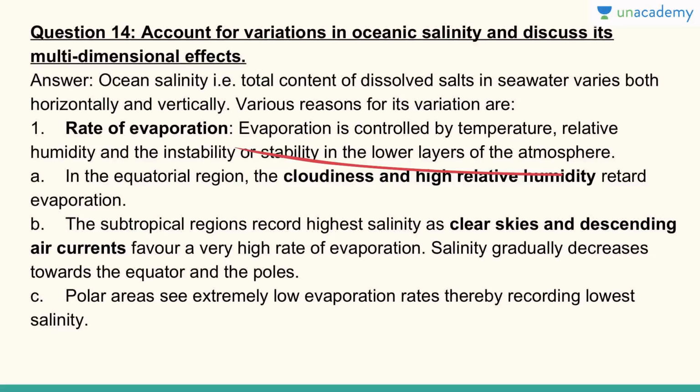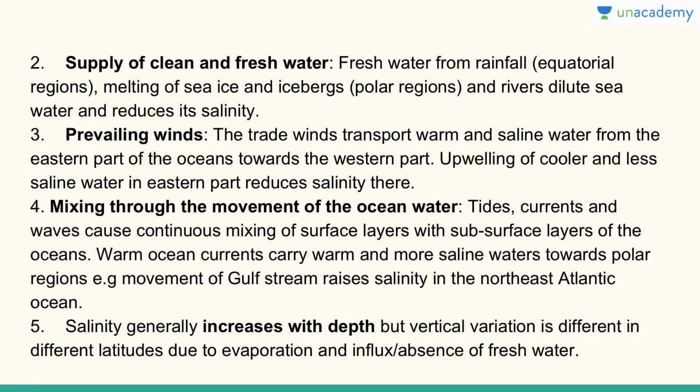So in the equatorial region there are a lot of clouds and the relative humidity is very high, so evaporation will be low. In subtropical regions they record the highest salinity because they have clear skies and descending air currents, and they favor a very high rate of evaporation. And so salinity will be highest here because of low water, and it will gradually decrease towards the equator and the poles. So I think that point is very clear. Now polar areas see extremely low evaporation rates, almost non-existent, and thereby they have the lowest salinity.